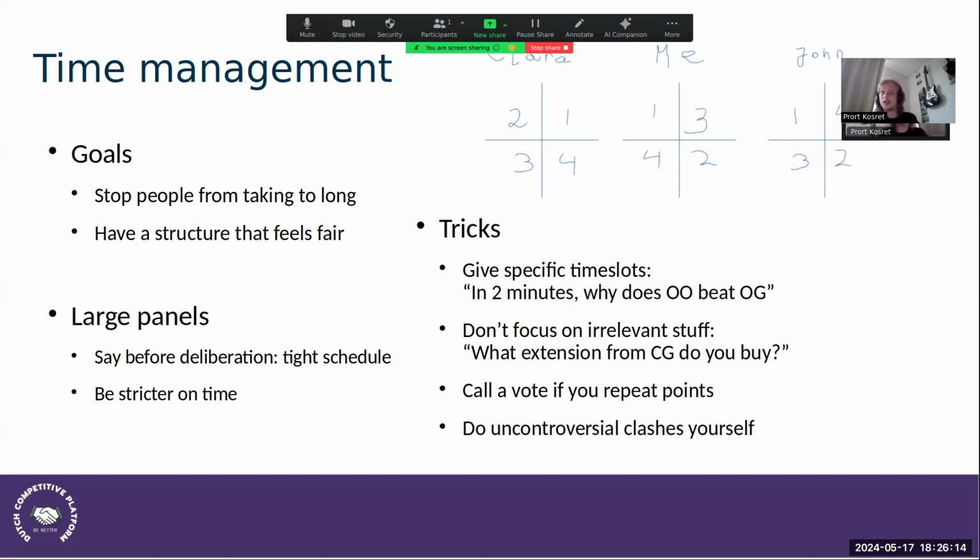Another thing that you can do as a chair to do things quickly is that sometimes there are uncontroversial clashes. So in this case, it might be the case that opening government beats opening opposition. And then for some reason we all agree that closing government beats closing government is under opening opposition. If that's the case, then we already agree that closing government basically is not going to beat opening government, because most likely their rebuttal isn't that great. They don't have that strong of a case on this stuff.